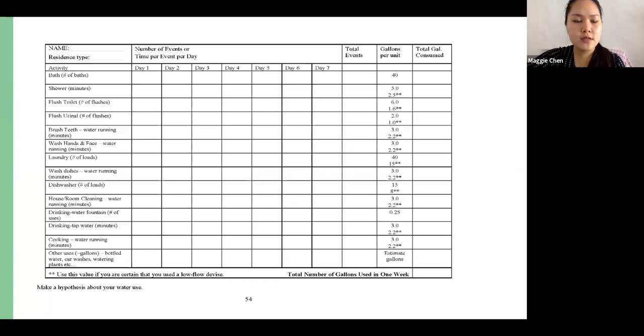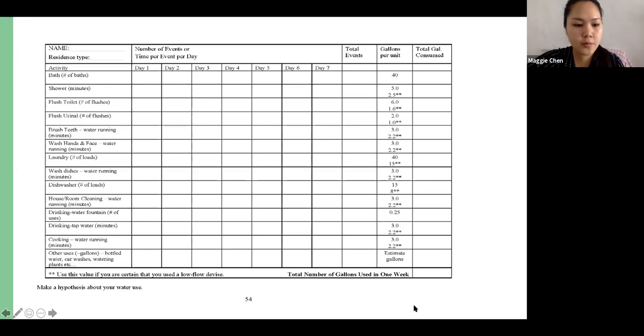This is what it looks like when you download it. Off to the side, there are different water use activities like baths, showers, number of flushes per toilet, and also laundry loads, how many loads of laundry you're doing, or if you're washing dishes, how many minutes you've been washing your dishes for. You record for 7 days. If you took, say, 1 bath on day 4, but took showers on the other days, you would just not fill in those days where you didn't do that water use activity.